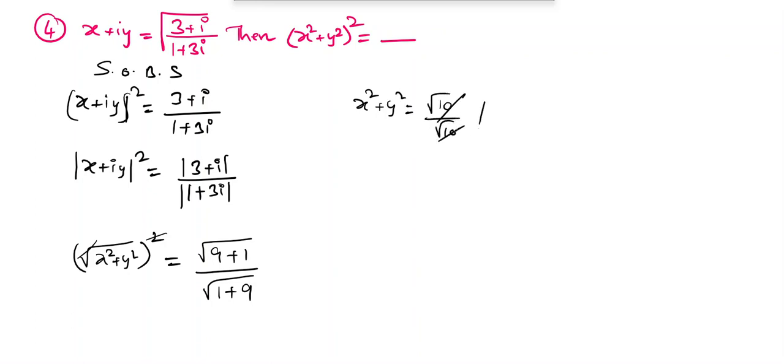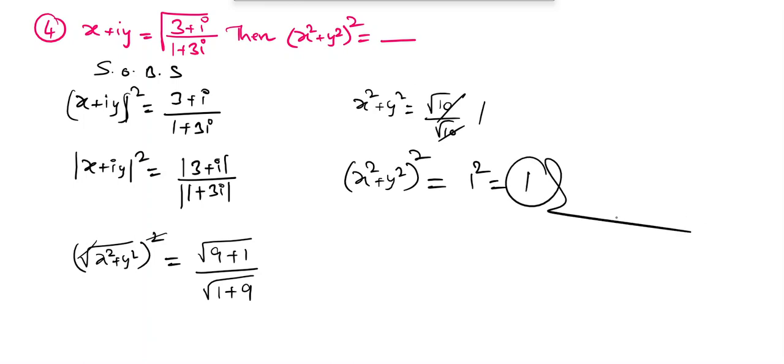This value is cancelled, that is 1. So now again squaring on both sides, this is x square plus y square is equal to 1 square, which is equal to 1. This is the answer.